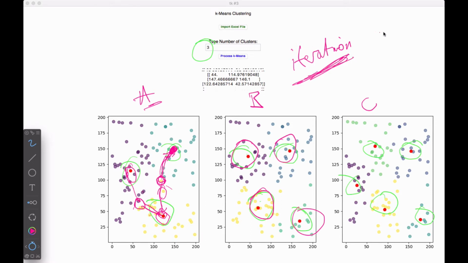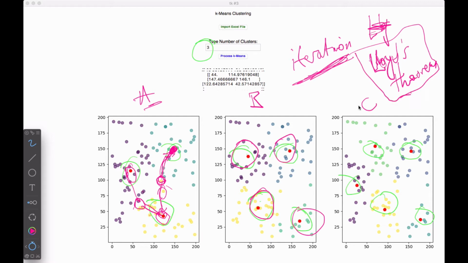Doing this is what we refer to as Lloyd's method. We use what is called Lloyd's method, you can call it Lloyd's theorem, that is L-L-O-Y-D apostrophe S, and then theorem. We use Lloyd's theorem to do that. So let me show you a demonstration of what I mean by Lloyd's theorem.